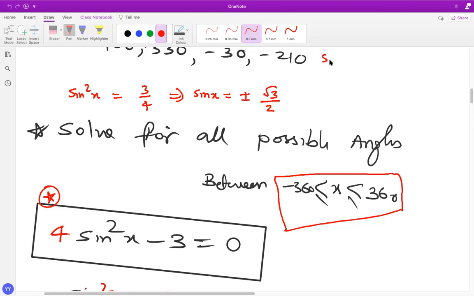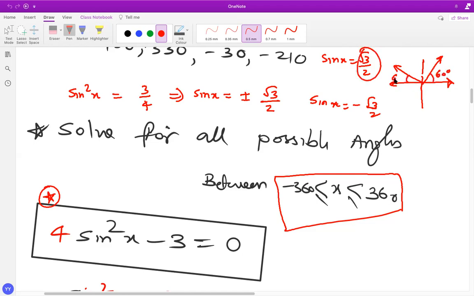So I'm going to take one case, which is sine x is square root of 3 over 2, and the other is sine x is negative square root 3 over 2. So from here, the first thing is to look at which quadrant the angle is in. First and second quadrant, because sine is a positive ratio here, and the base angle will be 60 degrees if you refer to the triangle.